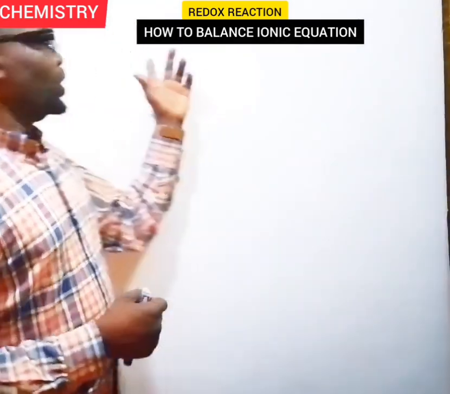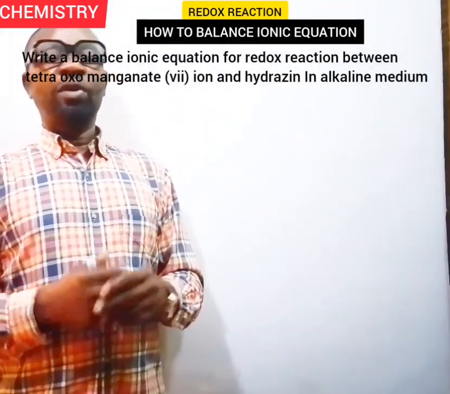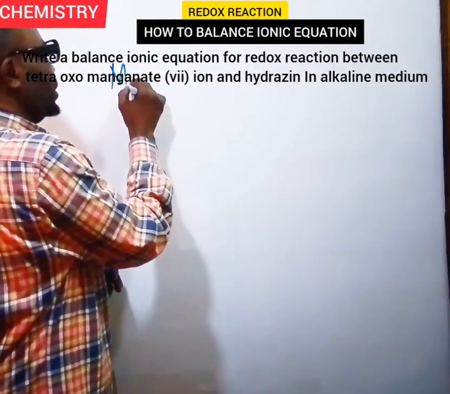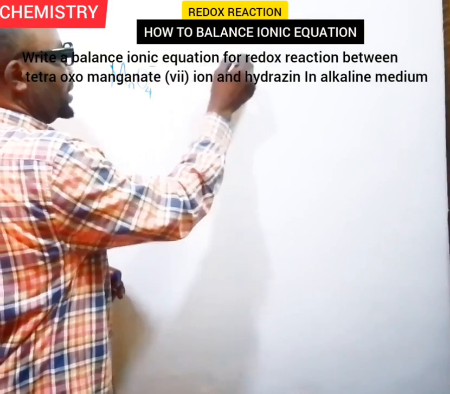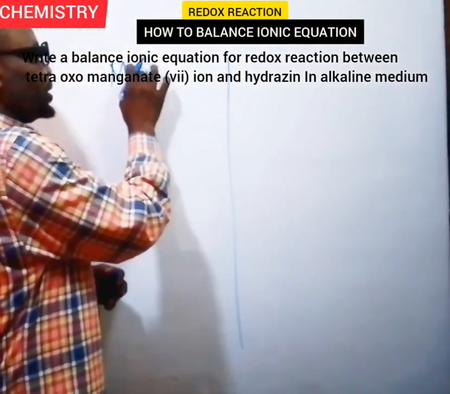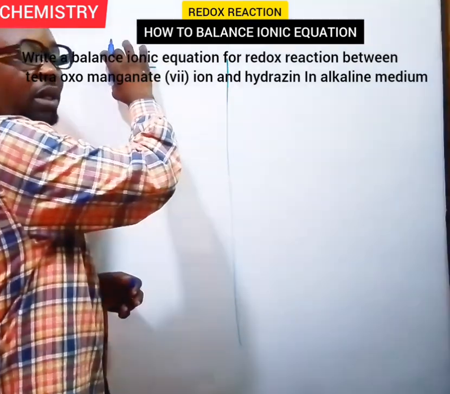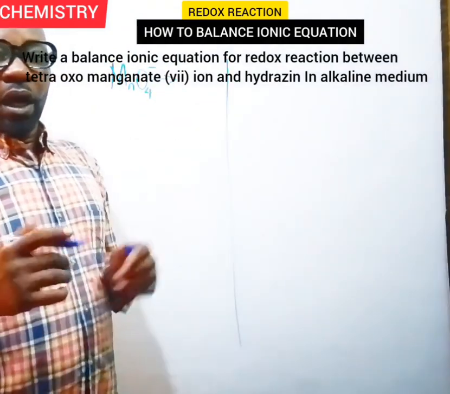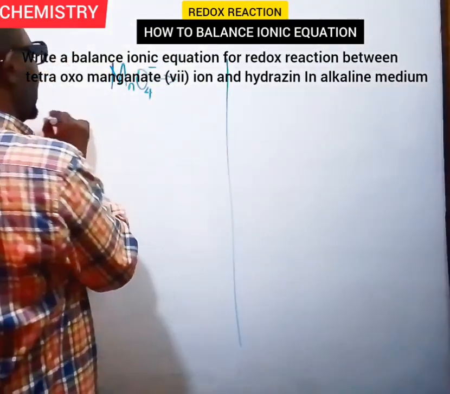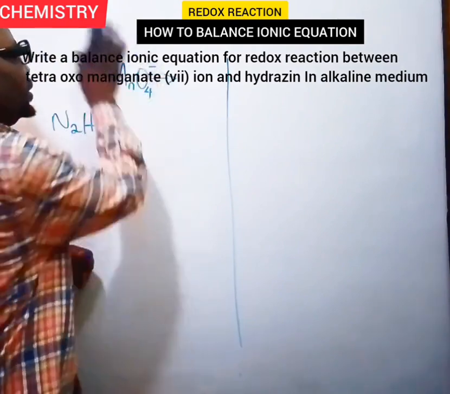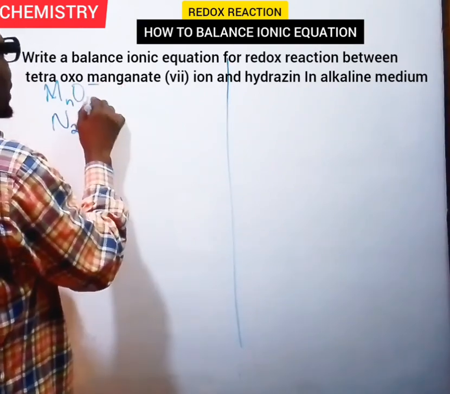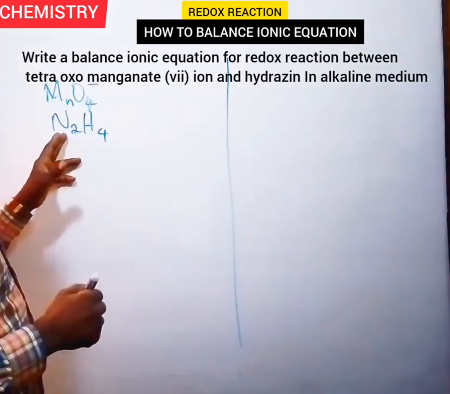The question says we should write the balanced ionic equation for the redox reaction between tetraoxomanganate(VII) ion, MnO4 minus. You can see 4 oxygen, tetraoxomanganate. If you calculate the oxidation number of this manganese, that will be 7. Manganate(VII) ion. And hydrazine, N2H4. This is tetraoxomanganate(VII) ion, MnO4 minus, and this is hydrazine.